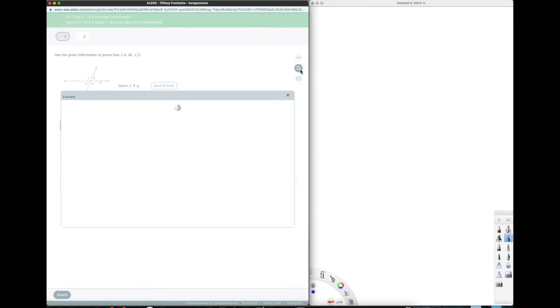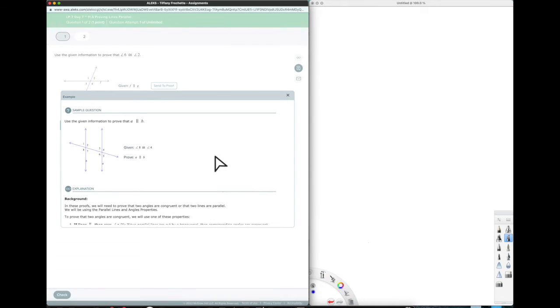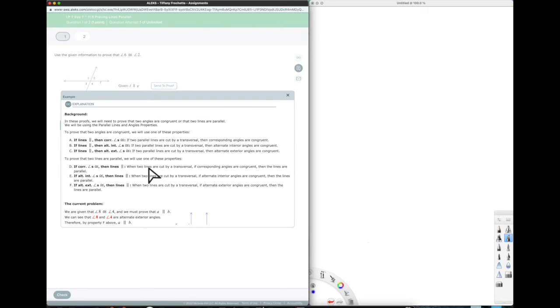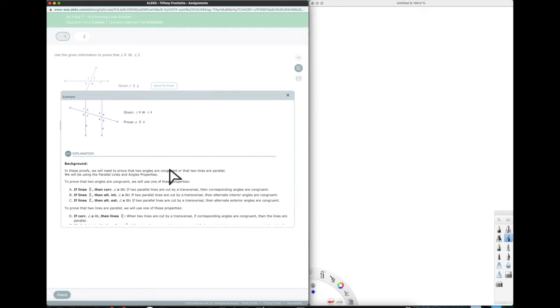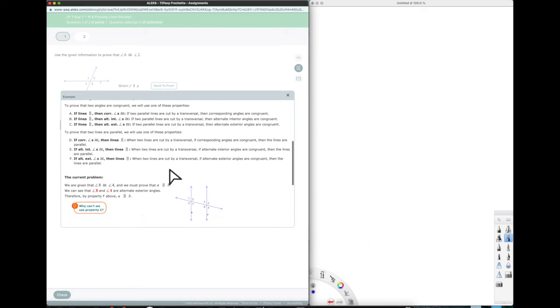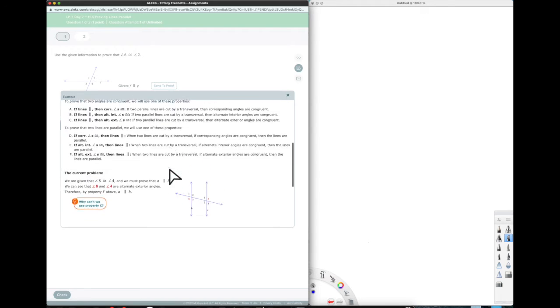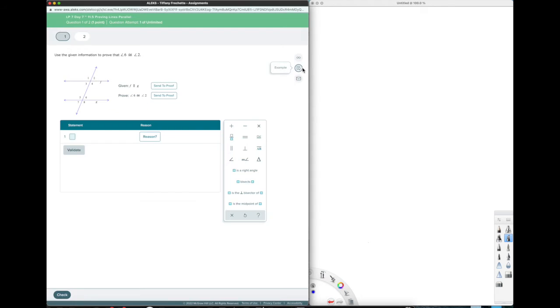Example will give you something very similar to what we're looking at and walk you through the idea here. Read through background information, especially if you see this section. If you don't see the background information, it's introducing something brand new. So you can scroll through. Once you're happy with that example, you can close it. You can open another example so that you can see another one worked through if you need to.